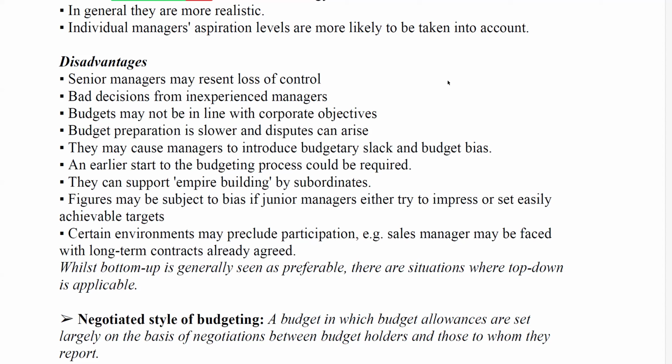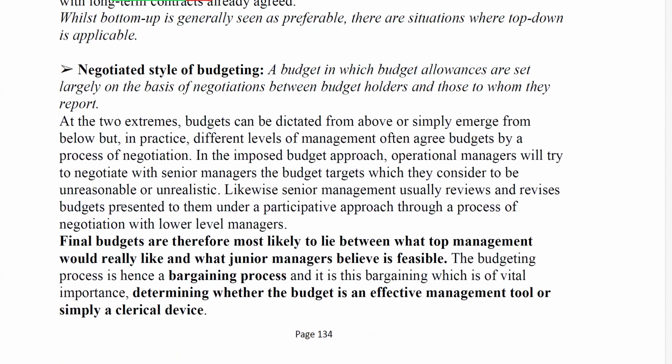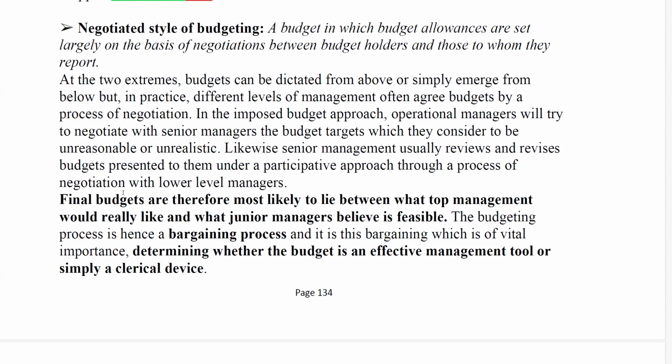Now, while the bottom-up approach is generally seen as preferable, there are situations where top-down is applicable. And we looked at where top-down is effective, like a new company, a small company, or where there's an economic downturn. Also, when we have inexperienced managers down there, all these are things we consider. And we know when to use the bottom-up as well. So there's something we call a negotiated style of budgeting, right? This is budgeting where budget allowances are set largely on the basis of negotiations between those who hold the budget and those to whom they report, right?